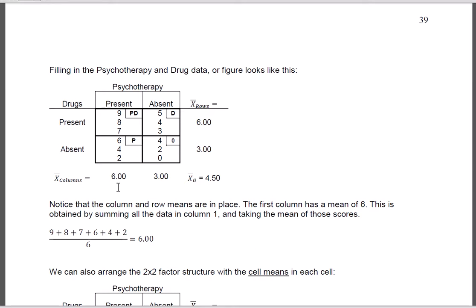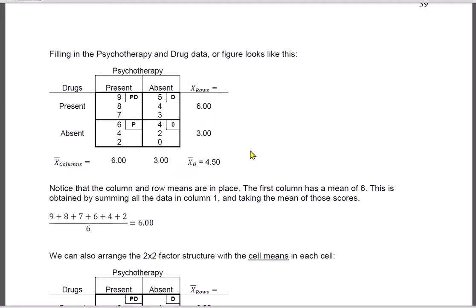The marginal means indicate the mean for all the people in that column. So the mean here, 6, is the mean of all 6 of these people here, whereas 3 is the mean of all 6 of these people here. Over here, for this margin, we're looking at the rows, and this would be the mean of all 6 of these people going this way. Whereas this mean is the mean of all 6 people going this way. And then we have the grand mean.